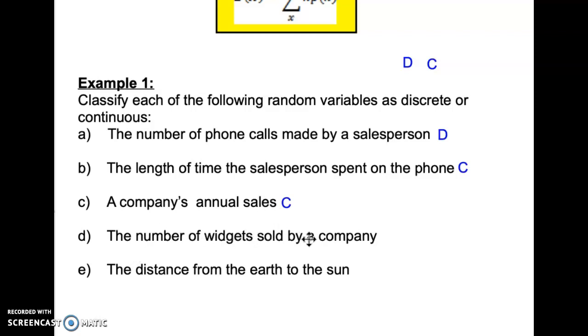Next, the number of widgets sold by a company. This one is definitely discrete, right? You're going to sell, in this case, whole numbers.